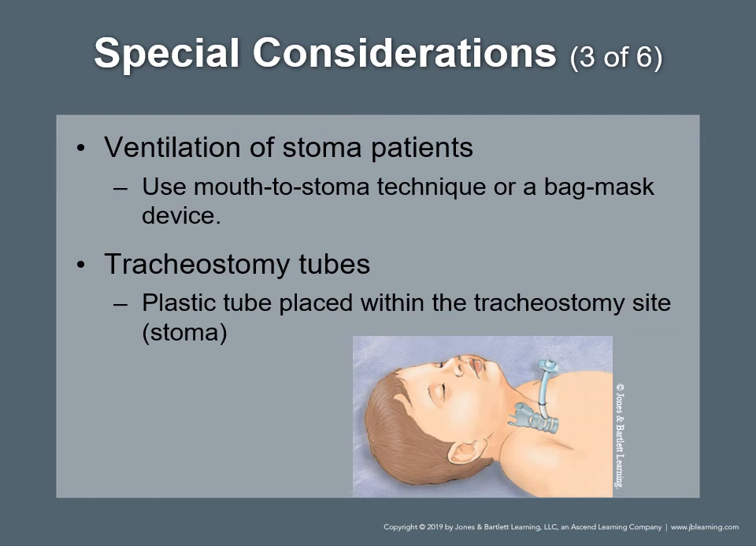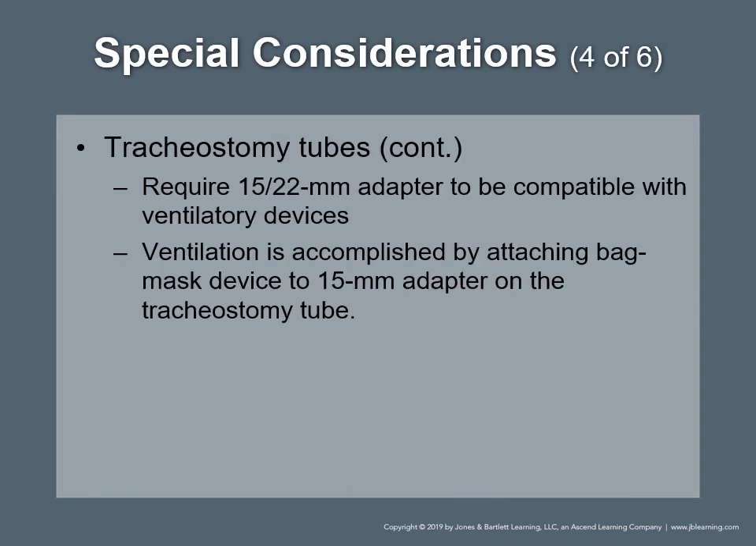Tracheostomy tubes are plastic tubes placed within the tracheostomy site or stoma. This requires a 15 or 22 millimeter adapter to be compatible with ventilatory devices. Ventilation is accomplished by simply attaching the bag mask device to the 15 millimeter adapter on the tracheostomy tube. When a tracheostomy tube becomes dislodged, stenosis or narrowing of the stoma may occur. The patient may be less tolerant of even brief periods of hypoxia.